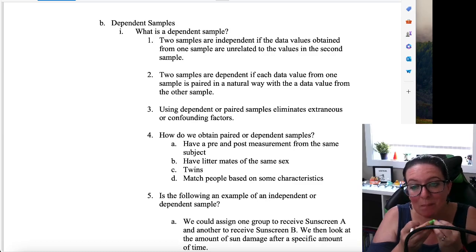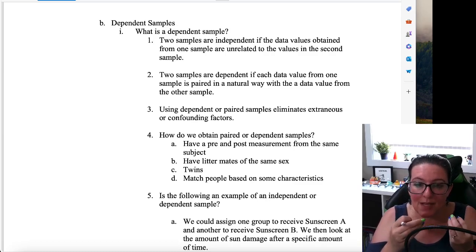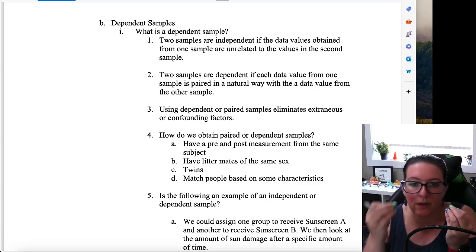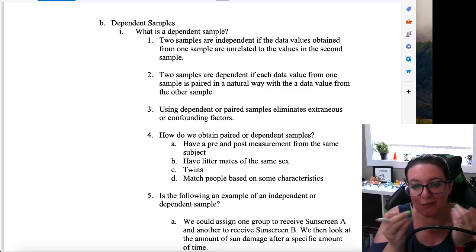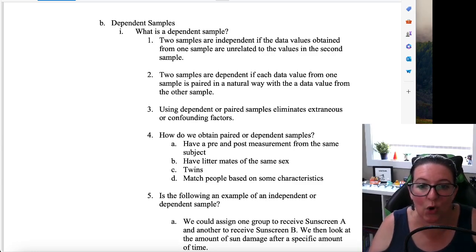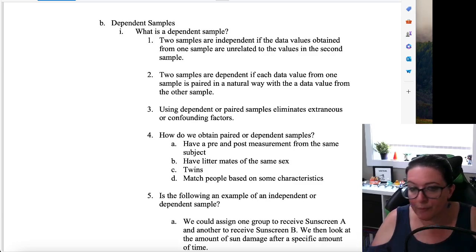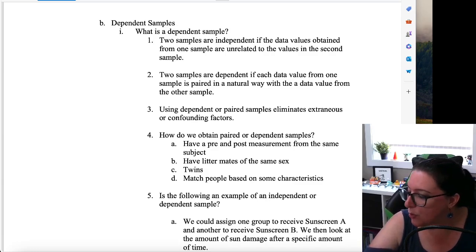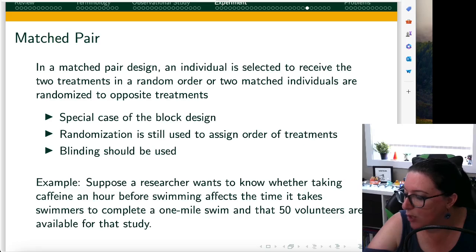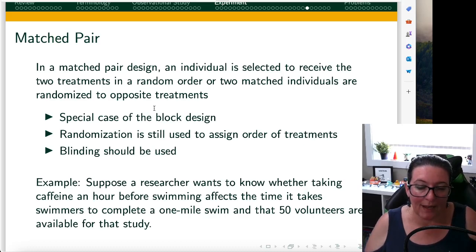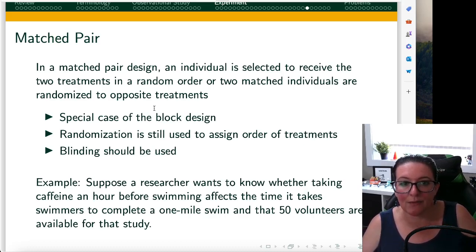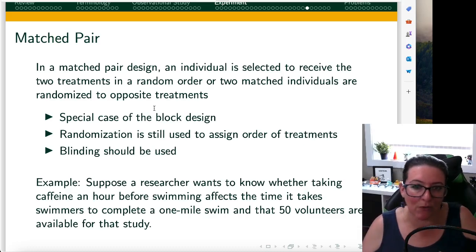They could be the same person, so we could do a pre and a post test. We assess something, we do a treatment, and then we do a measurement again to see if there's a difference. So it could be checking differences over time. And that is where we have the same people in both. This actually relates to the experimental design we talked about previously, which is the matched pair. So a matched pair design, an individual is selected to receive two treatments in a random order. So we're assessing them over time.